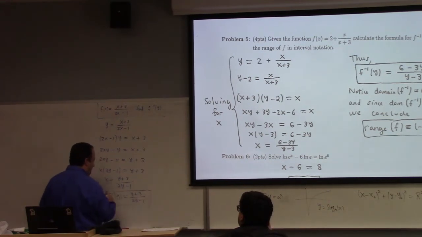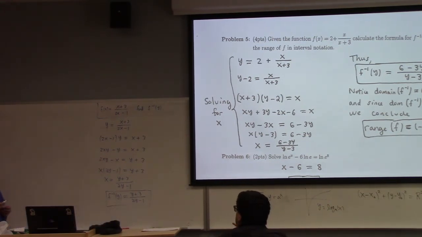Question. Would you not just be able to just exchange the variables in the formula? No. X to y? No, that would not be it. It's the same answer.